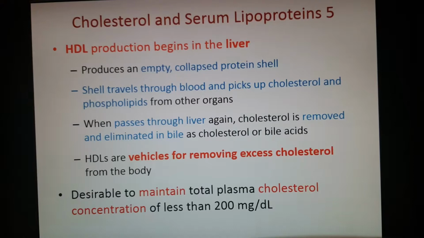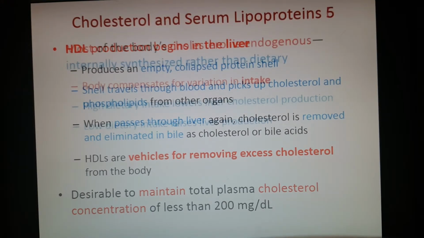For your HDL, it starts off as an empty package, still being made in the liver, but its job is to circulate throughout your bloodstream to pick up cholesterol and phospholipids from other organs. So basically, instead of transporting lipids to get to a location, they're going to different locations to pick up lipids. It acts as a vehicle to remove excess cholesterol, helps to maintain a total plasma concentration of less than 200 milligrams per deciliter, and takes that cholesterol back to your liver.